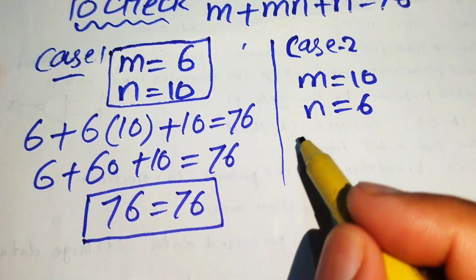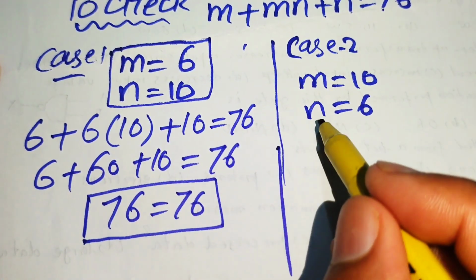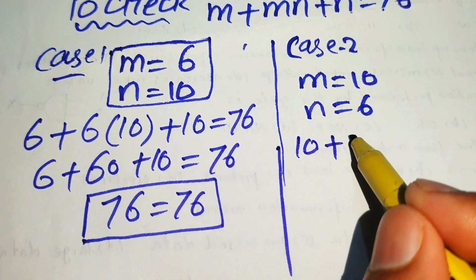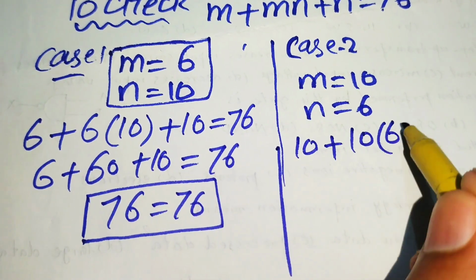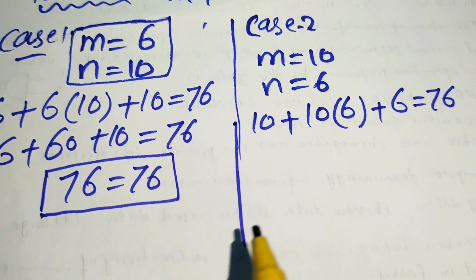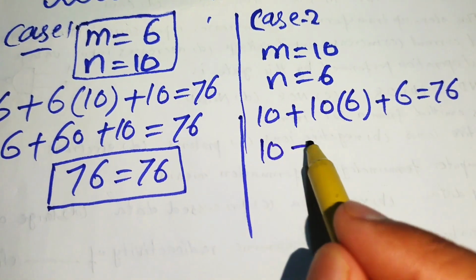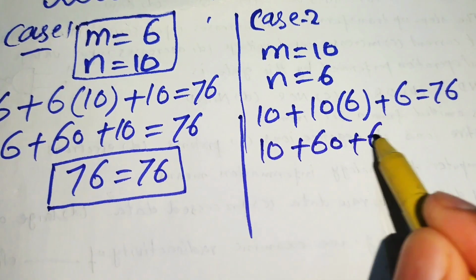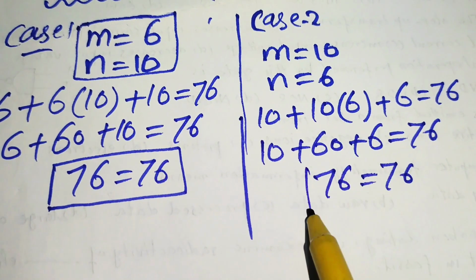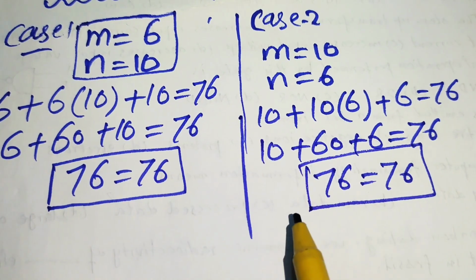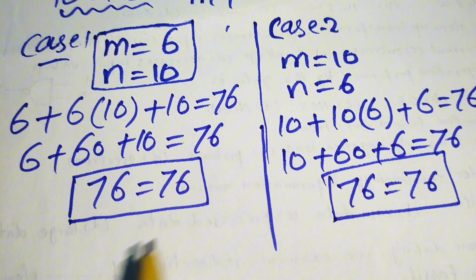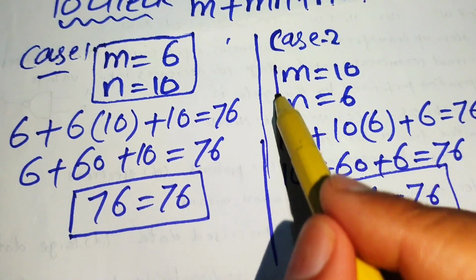And now we check this. In this case we have m is 10 and it is 10 + 10 times n is 6 plus 6 equals 76. So we get here 10 + 60 + 6 equals 76, and we get 76 equals 76. So this also shows that the values of m and n satisfy the given question. So these are the two solutions of the given question.